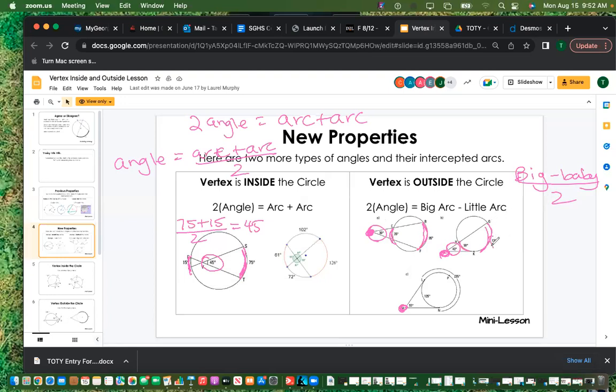So 130 minus 50 divided by 2 equals 40. Yep, you subtract first and then you divide.